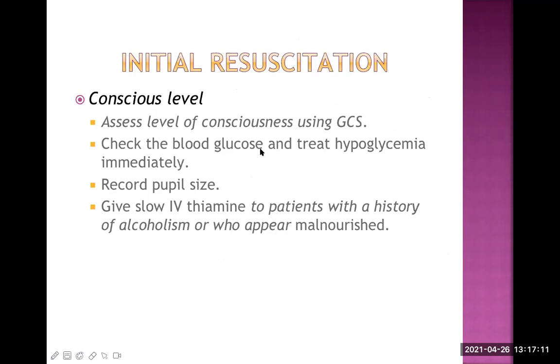Check the blood glucose and treat hypoglycemia immediately. Okay, check for the blood glucose level. And if the blood glucose level is low, you treat for hypoglycemia quickly. You don't need to wait. Now, how to check blood glucose level at the bedside? Is there any way? Yes.